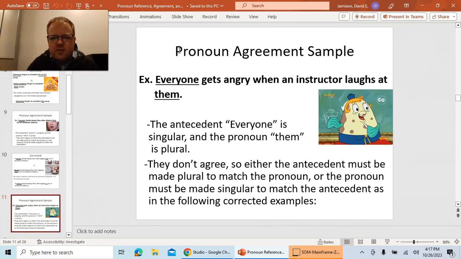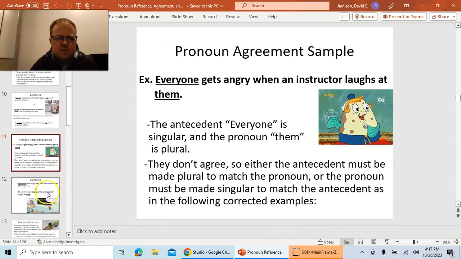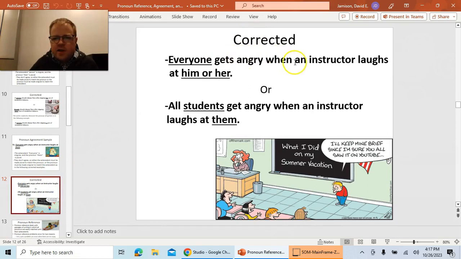Everyone gets angry when an instructor laughs at them. The antecedent everyone is considered singular, but them is plural. They don't agree, so we need to fix it. Everyone gets angry when an instructor laughs at him or her. All students get angry when an instructor laughs at them.